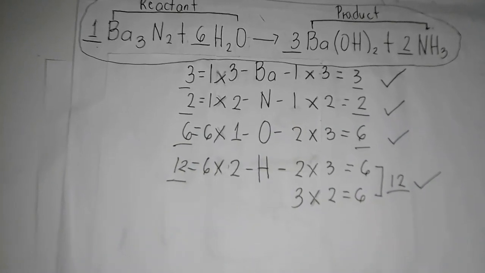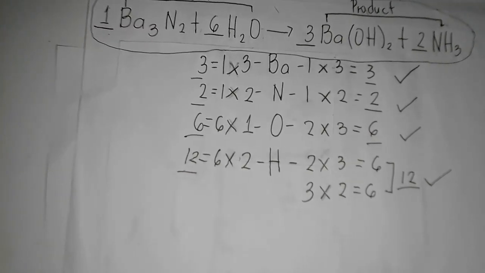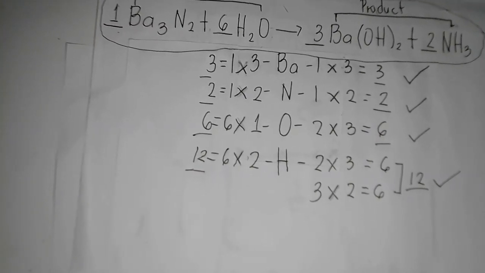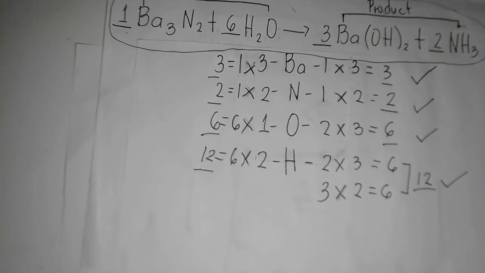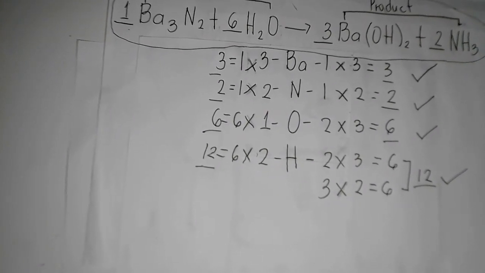Lastly, we have rule number 6. Make sure that all of the coefficients are in the lowest possible whole number ratios. So if you don't follow rule number 6, automatically your chemical equation is not correct or accurate.